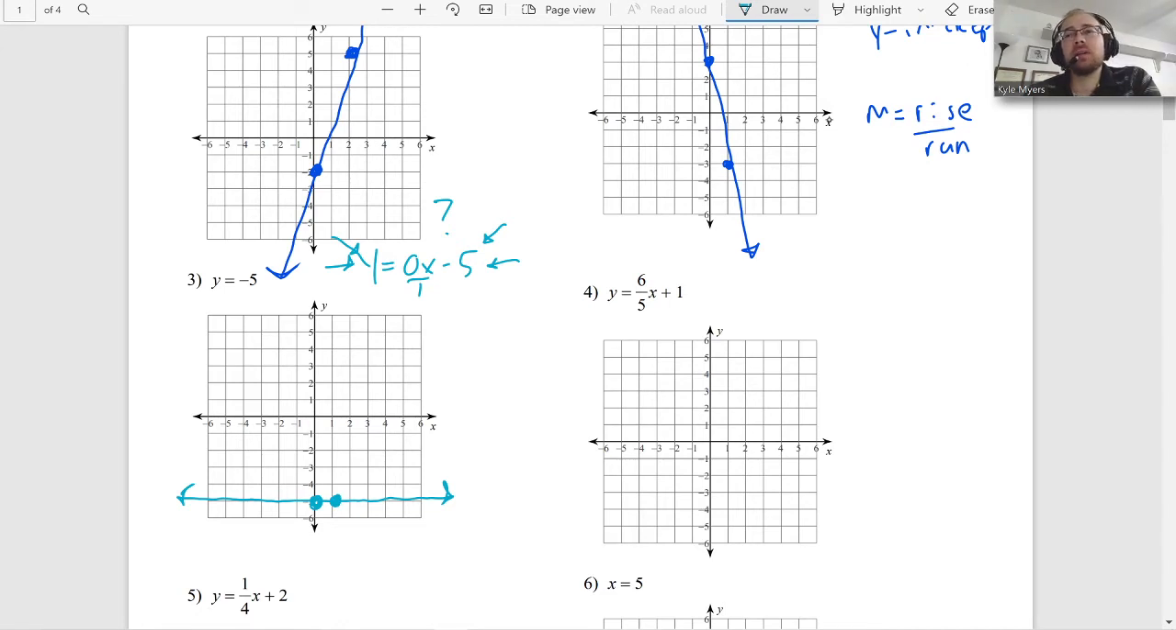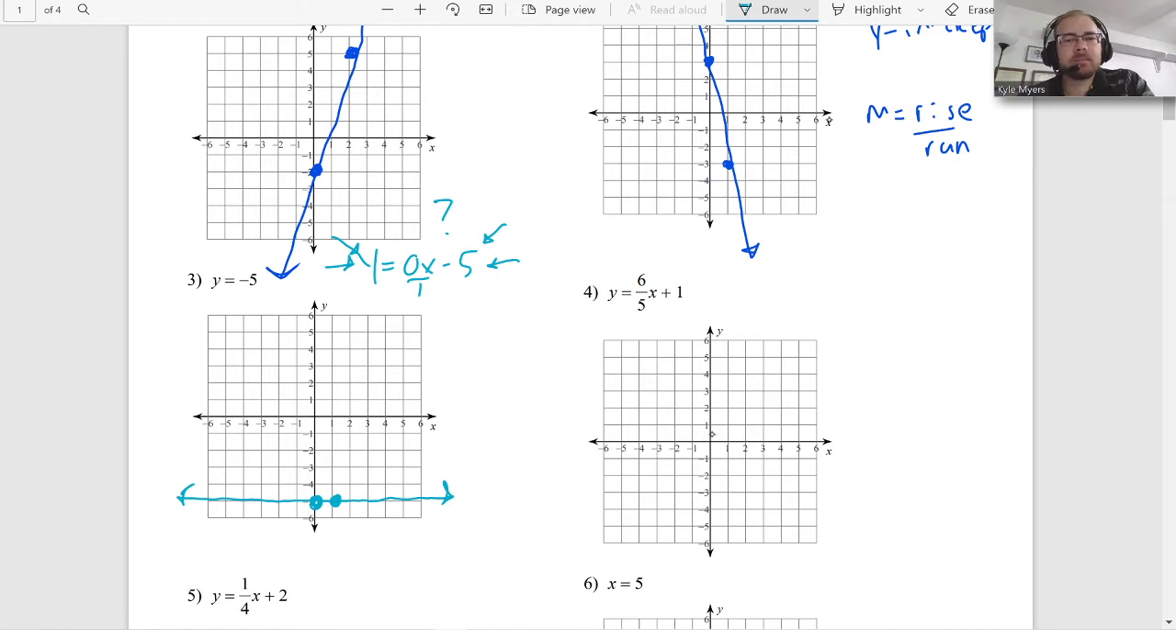He can go and come at any point, anytime, anywhere. X can be any number. Y is stuck at -5. That's why it ends up being a horizontal line, and that's why later on we'll probably see, like for number 6, an x equals a number, and it does the opposite. But let's go ahead and move on to number 4.